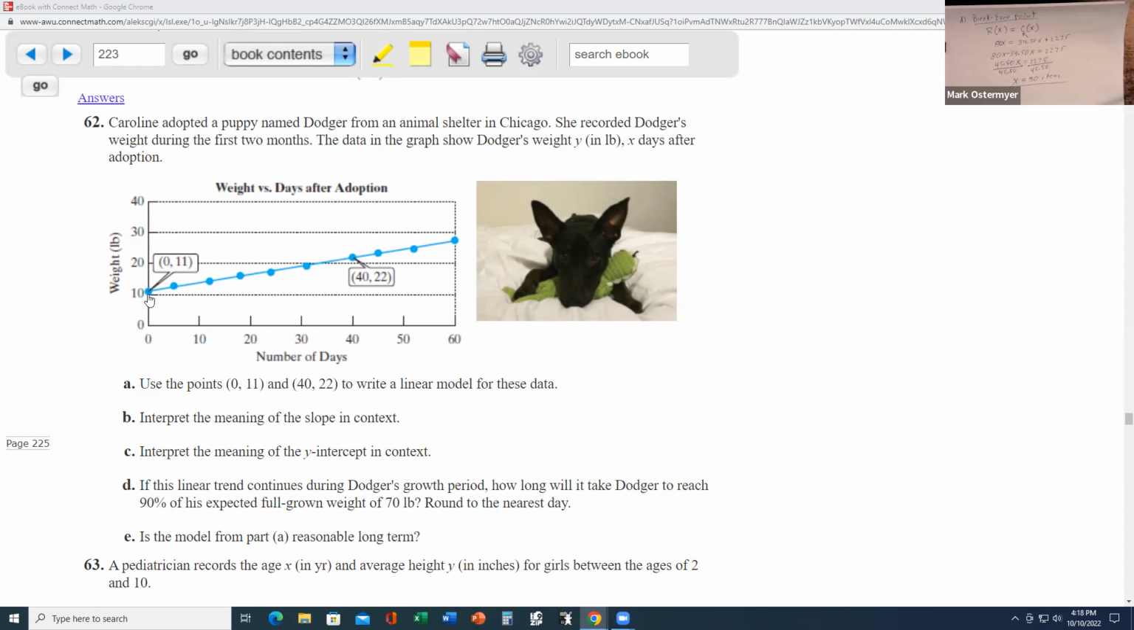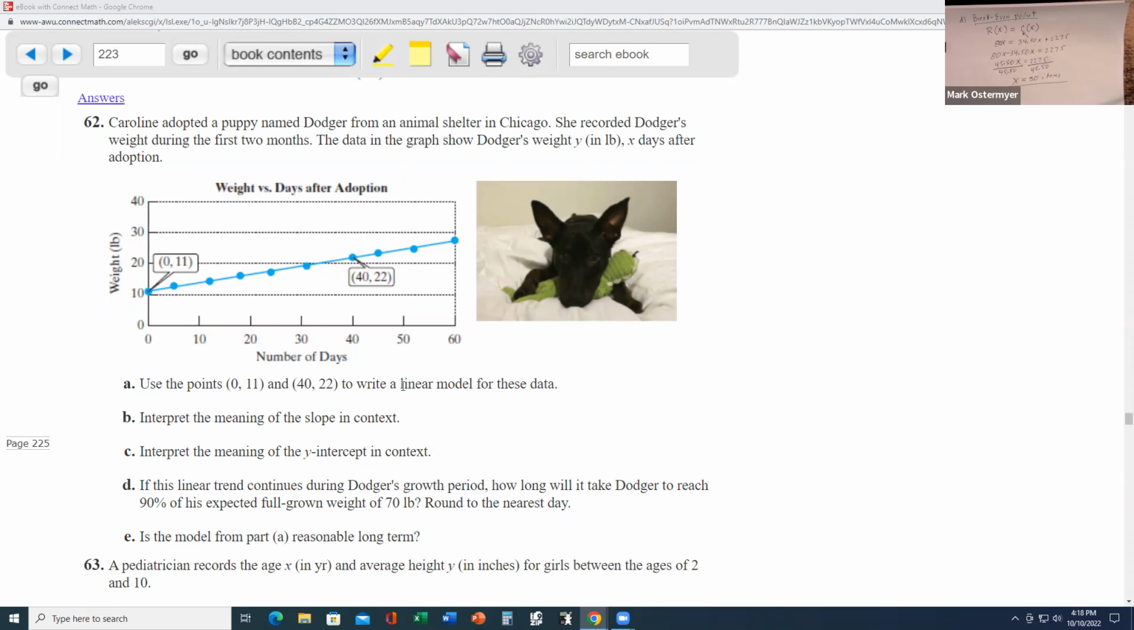What is 0, 11 saying in the context of this problem? Anybody? It's saying when we first adopted Dodger, his weight or her weight or whatever, the puppy's weight was 11 pounds. Does that make sense? When we first adopted Dodger. 40 days after we adopted Dodger, the weight went up to 22 pounds.